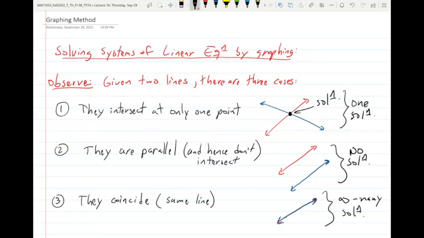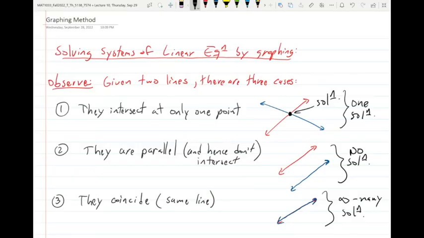Right? So these are the possibilities. You either have one solution, no solution, or infinitely many solutions. Okay? Now, can we tell which one it is by just looking at the equations? The answer is yes, because we know how to determine these things.